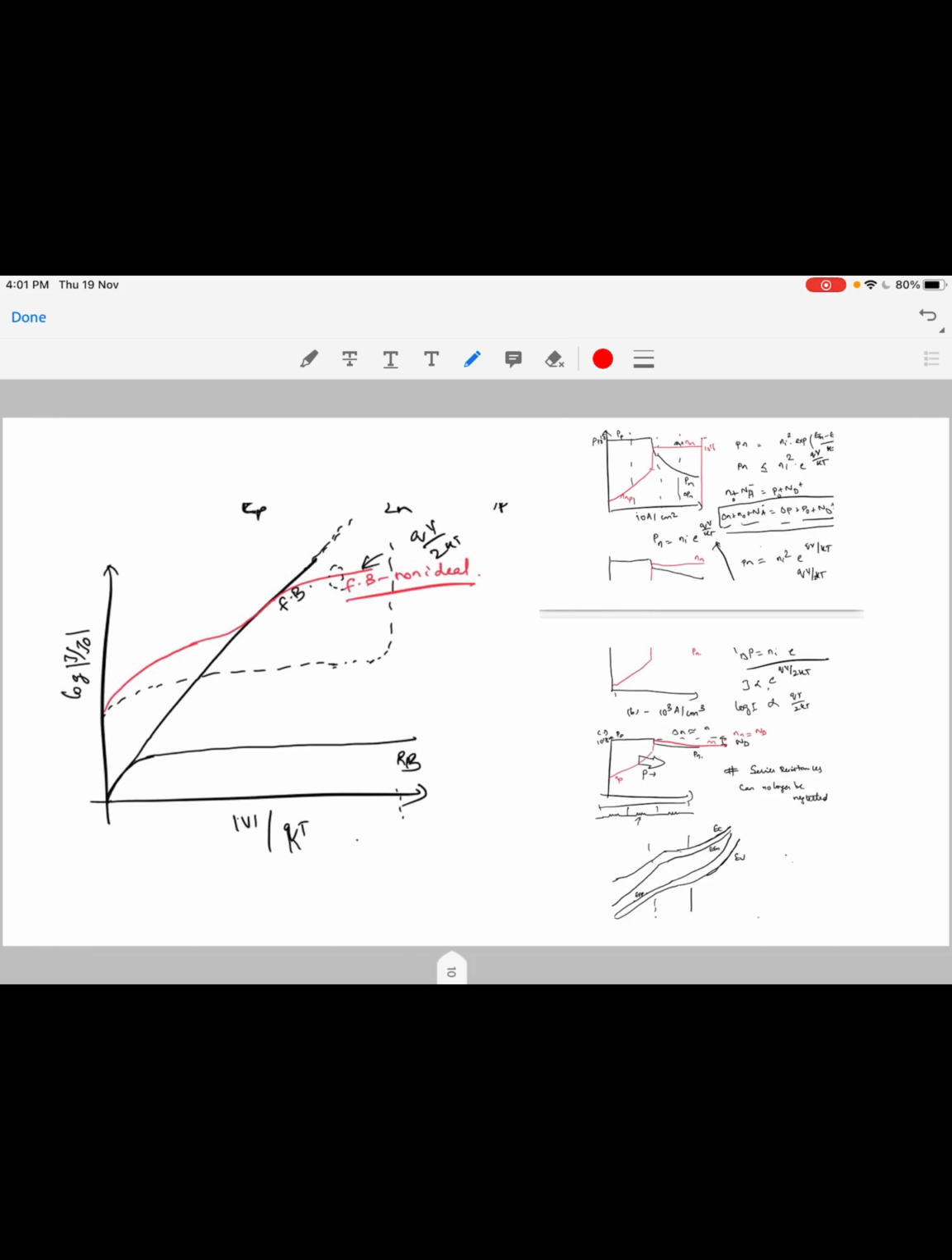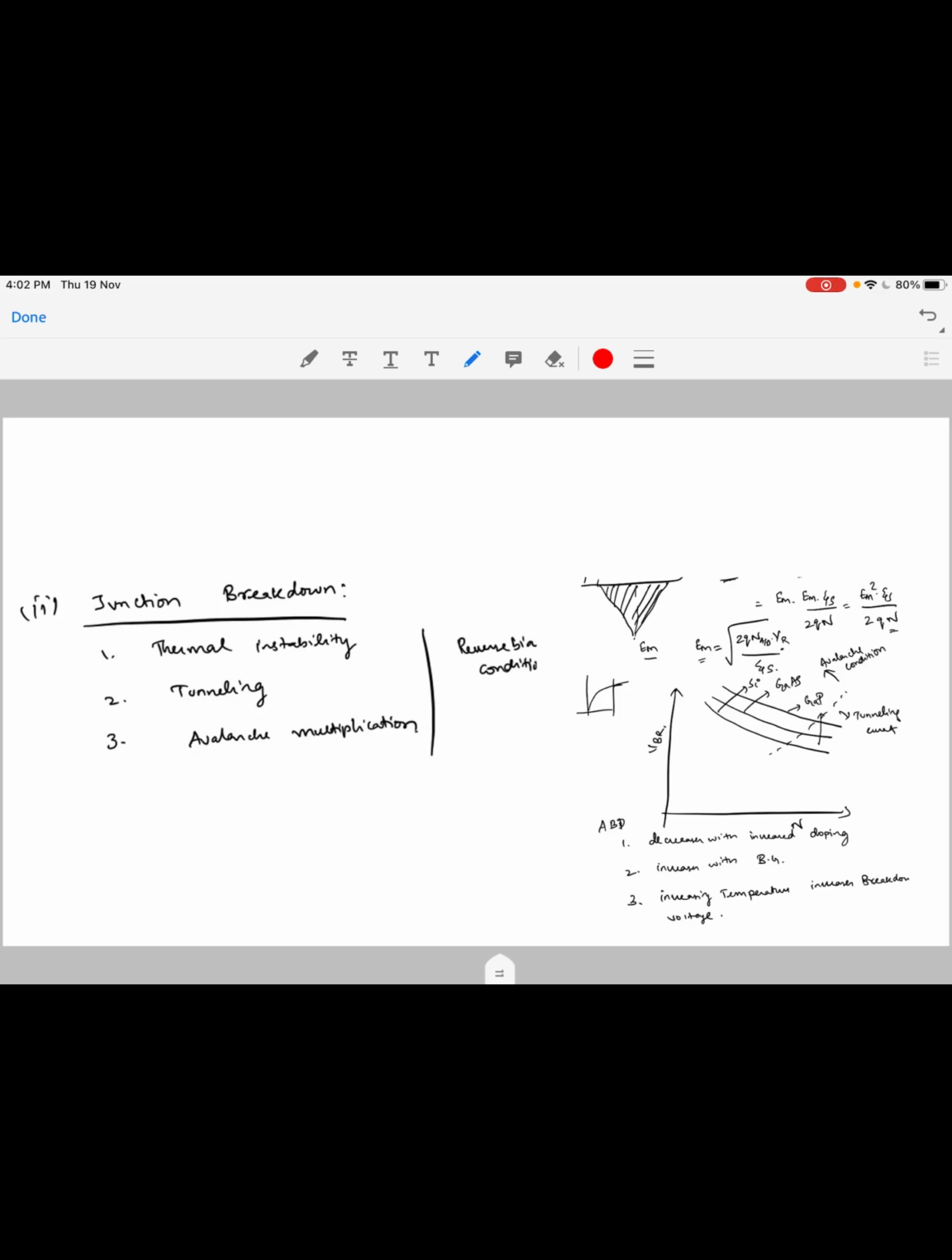We saw various non-ideal effects: generation and recombination in reverse bias, series resistance in forward bias, and other conditions like high injection and such. We also saw junction breakdown, thermal instability, tunneling, and avalanche breakdown, and under what conditions which breakdown will dominate. This helps us understand why our diode has this kind of behavior, right, from where it breaks down. So this is the typical breakdown characteristic, and how it will change depending upon the material of the diode and what temperature we are operating at, and so on and so forth, right?